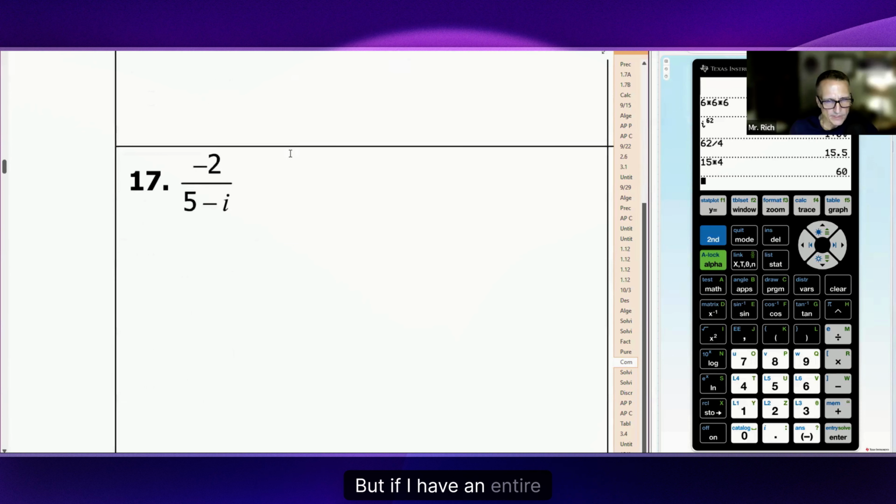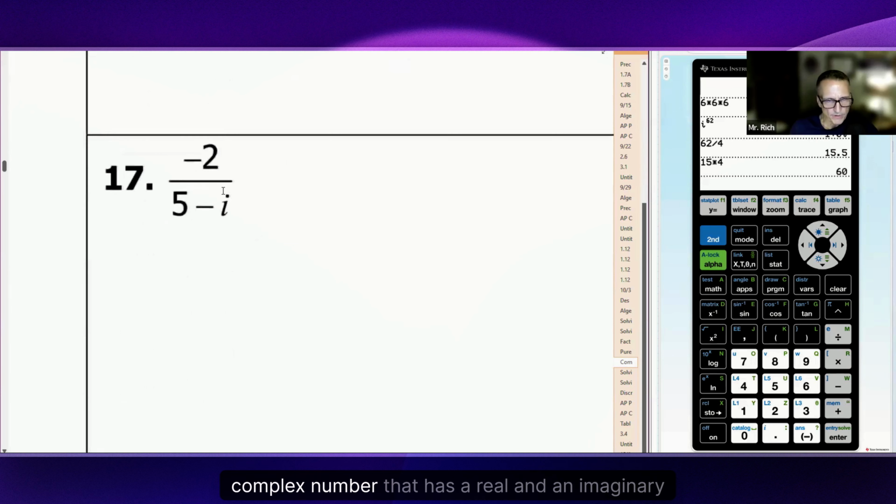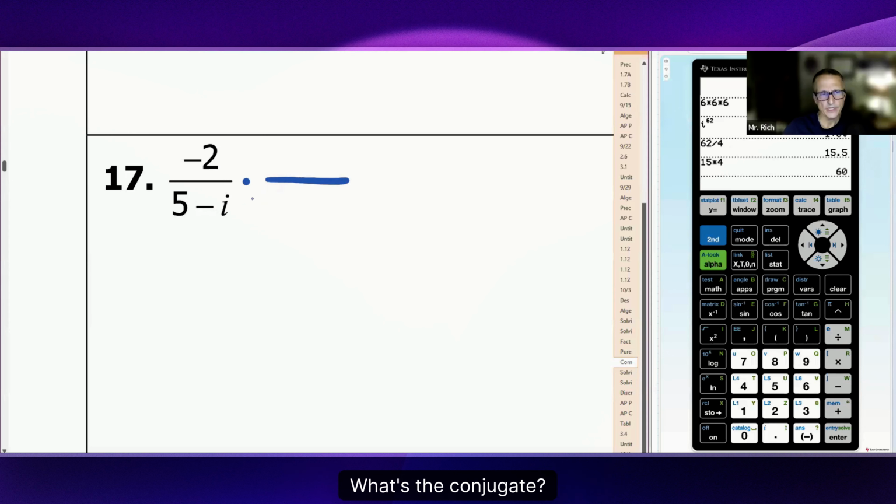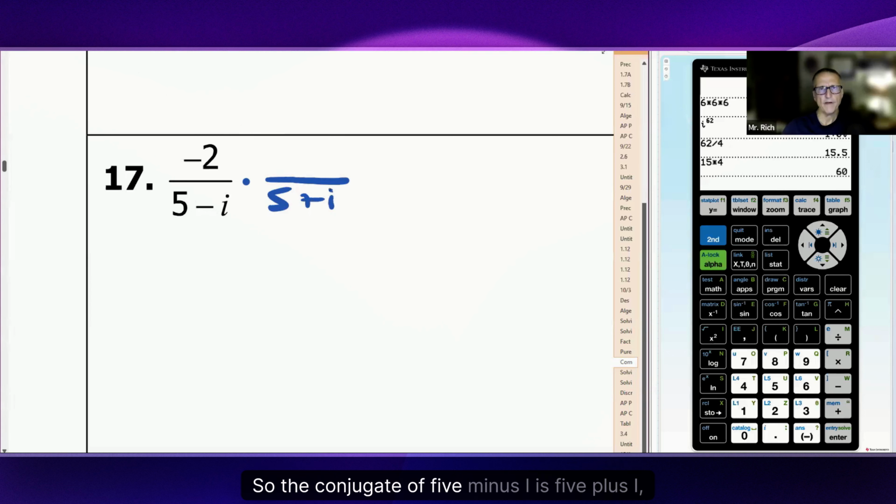But if I have an entire complex number that has a real and an imaginary part to it, and I need to rationalize it, I have to know that I'm supposed to rationalize that by multiplying top and bottom by the conjugate of that complex number. What's the conjugate? It's when you change the sign in between the two terms. So the conjugate of 5 minus i is 5 plus i. And I would do that on the top and bottom.